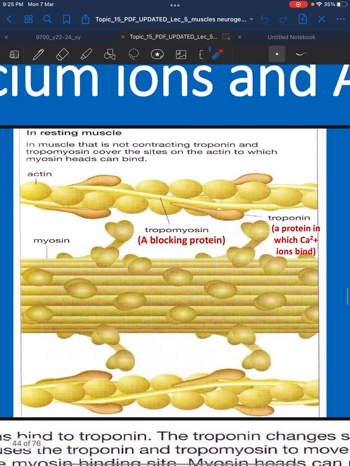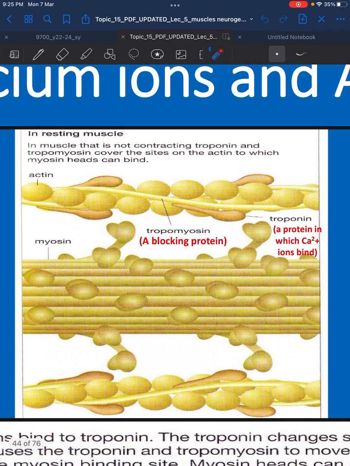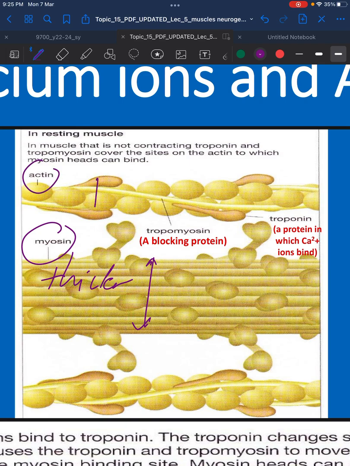Let's have a look at this particular image. First of all, what are we looking at here? We are looking at myosin. As you can see, this is thicker, quite thick. And then this is actin, which is a bit thinner. Of course the myosin has what we call the myosin head. So this is called the myosin head.